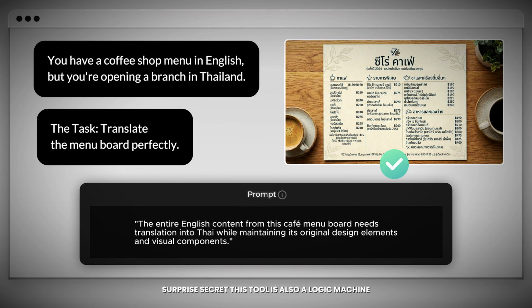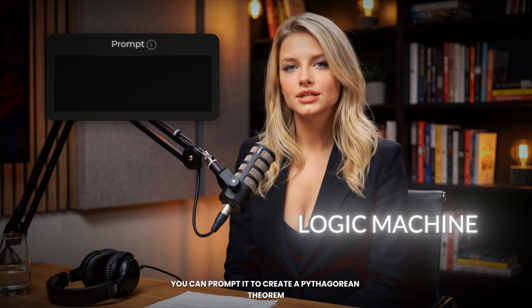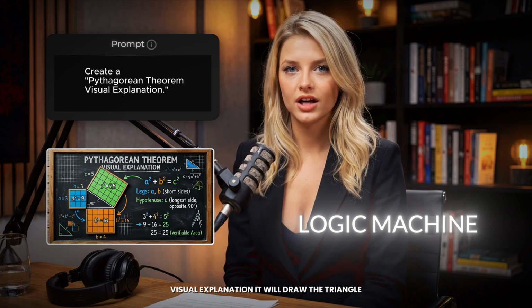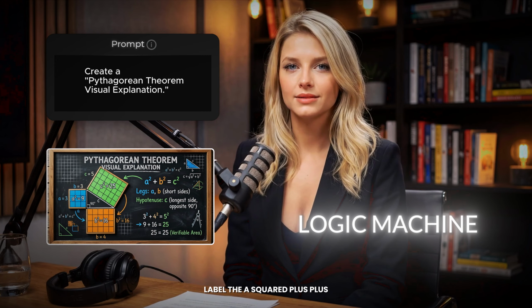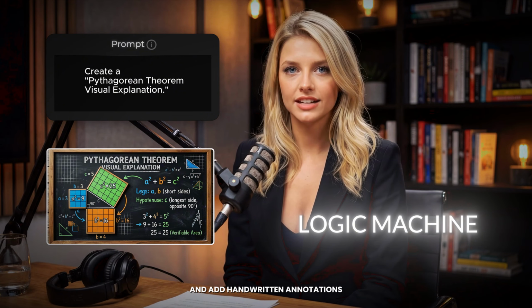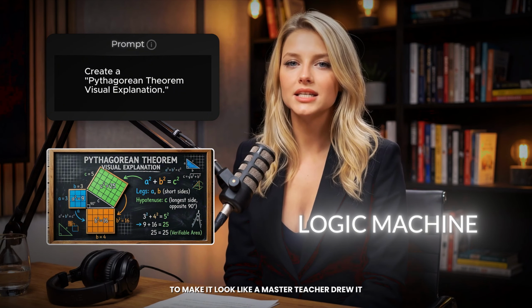Surprise, secret. This tool is also a logic machine. You can prompt it to create a Pythagorean theorem visual explanation. It will draw the triangle, label the a squared plus b squared equals c squared, and add handwritten annotations to make it look like a master teacher drew it.